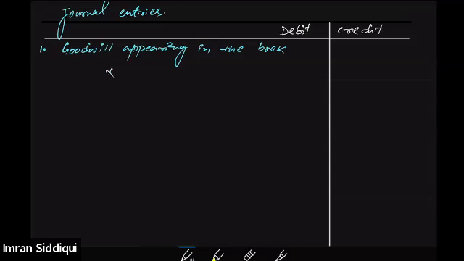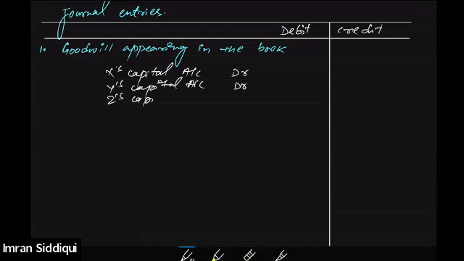So X's capital account will be debited, Y's capital account debit, Z's capital account debit, to goodwill account.